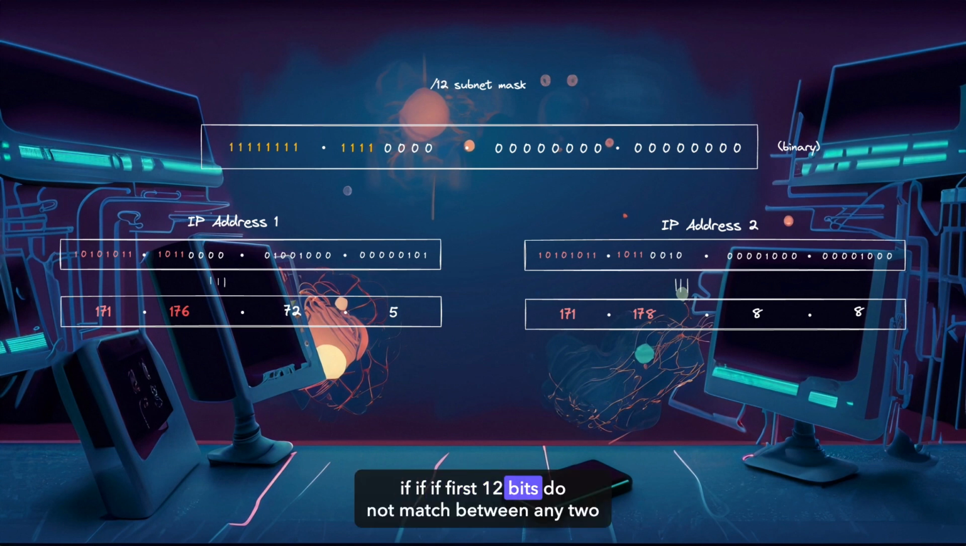If the first 12 bits do not match between any two IP addresses which are using this /12 subnet mask, then they are not of the same network segment.